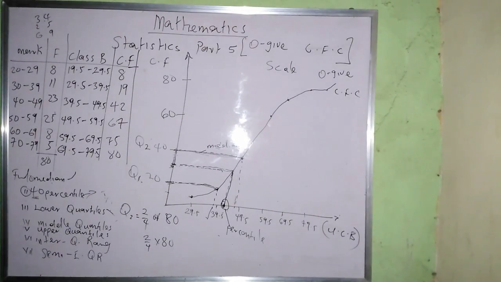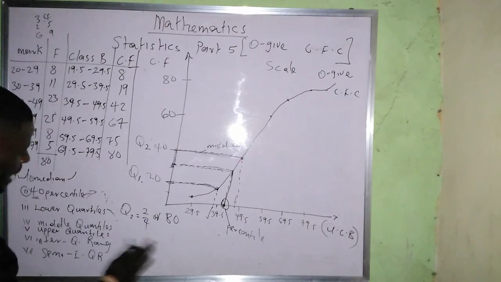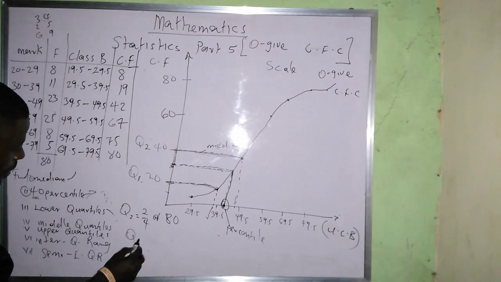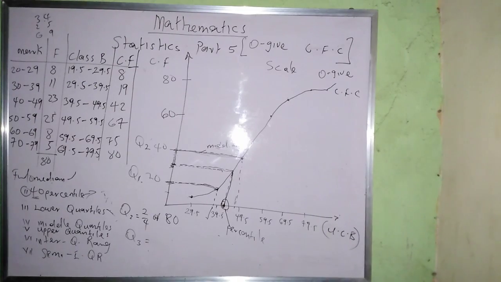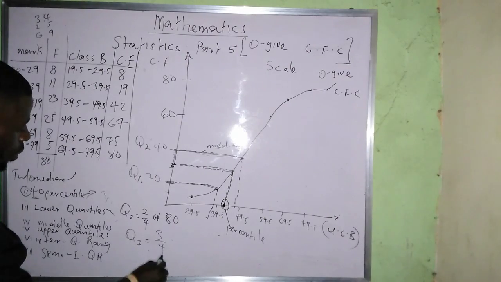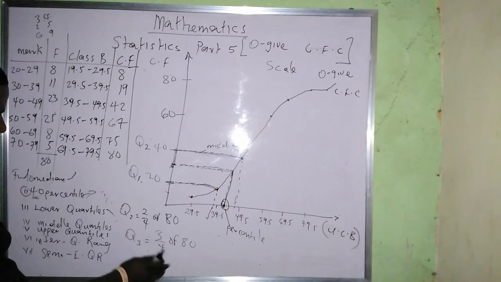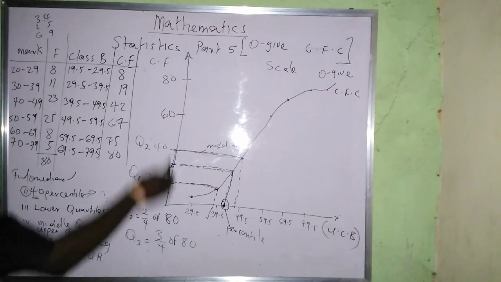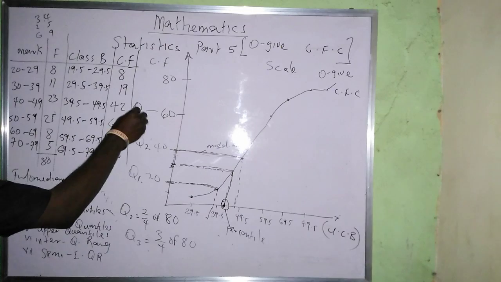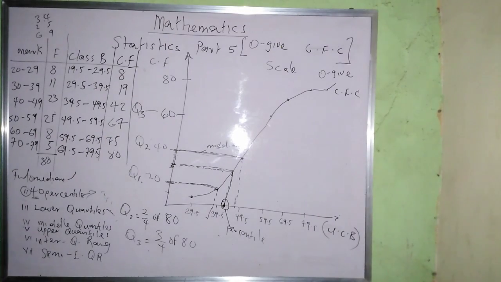Now I also move on to the next one, which is the upper quarter range, also denoted by Q3. My Q3 is equal to 3 all over 4 of the cumulative frequency, which is 20 times 3, which is going to be 60. This is my Q3. Now, I'm having my Q3, Q2, and Q1.